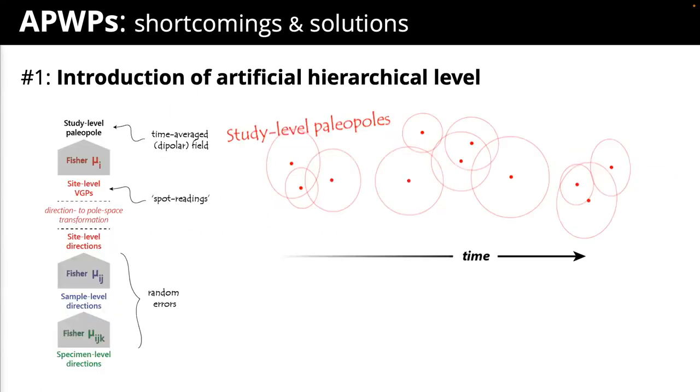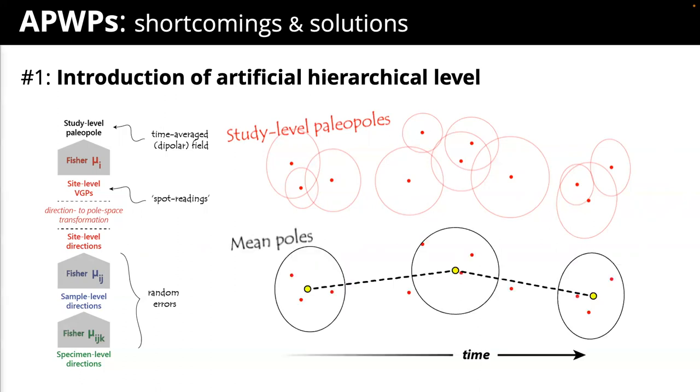Okay, so number one, the introduction of an artificial hierarchical level. So again, there's a reason, a rationale, a logic behind each one of these averaging steps. But what is happening when we're moving from the study level paleopole level to the mean pole level, right? So this is what Nick was just pointing out. What is the philosophical basis for this averaging? So Dawei has before called this the averaging of averages.